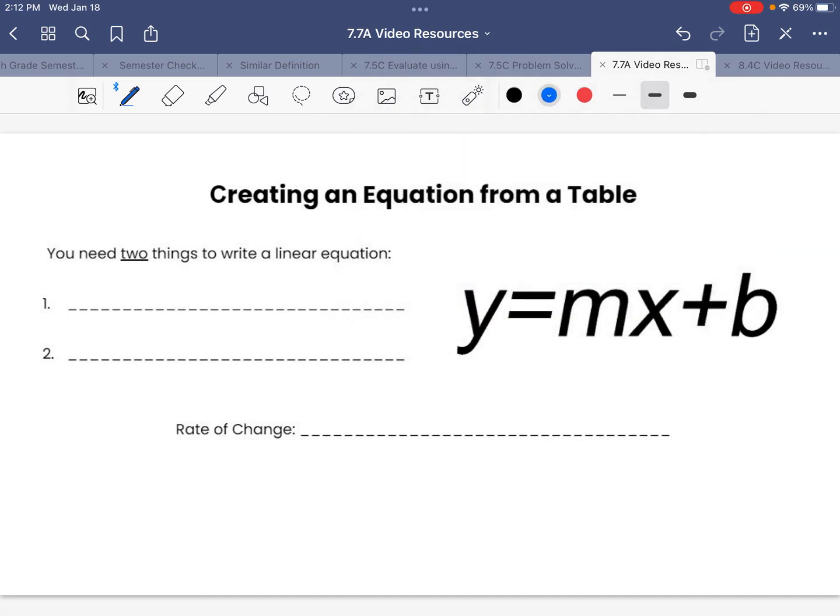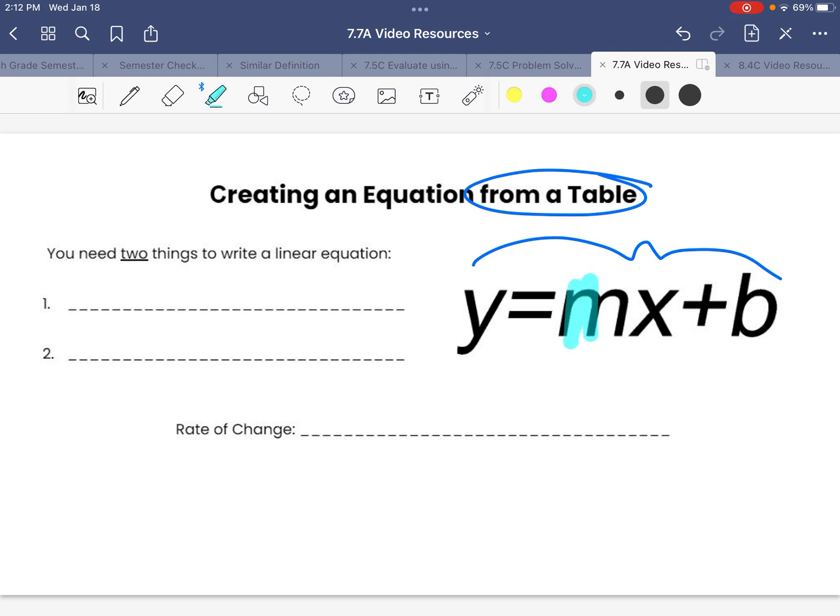Hey guys, previously we looked at how to create an equation from a graph, and now we are looking at how to do it from a table. So I know that you guys have this handout and you're following along. So the first thing we see is it's our linear form of an equation, y equals mx plus b. We call this slope-intercept form.